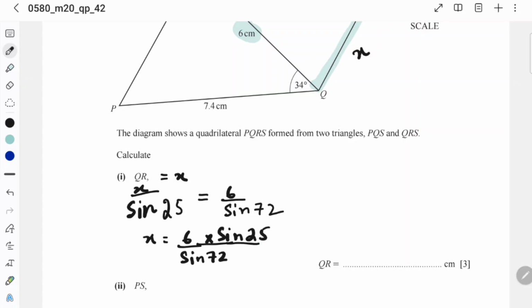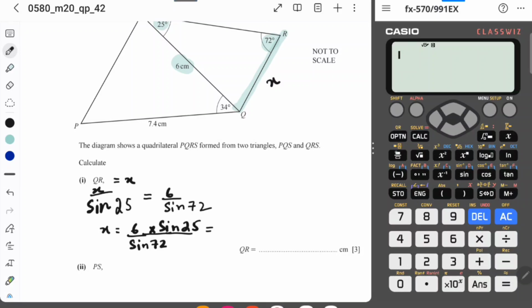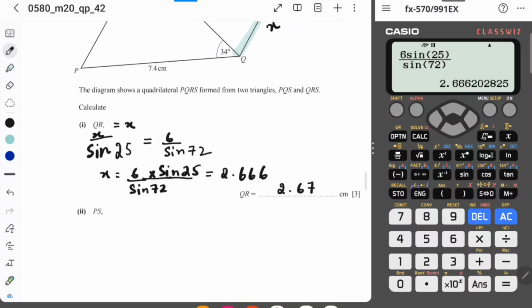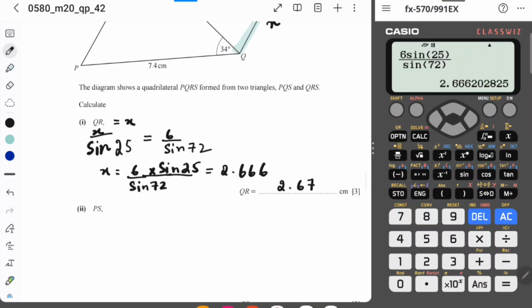Take your calculator, which should be in degree mode, and find your answer. Calculate 6 times sine 25 divided by sine 72. Bracket close, find your answer. It's coming to 2.666. So in three significant figures, we can write down 2.67. Now it was a 3 marks question, so you show your calculations also.